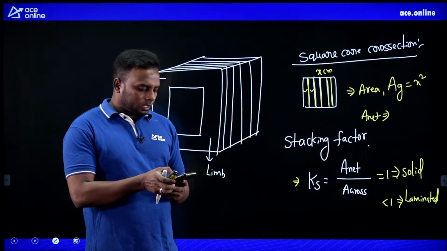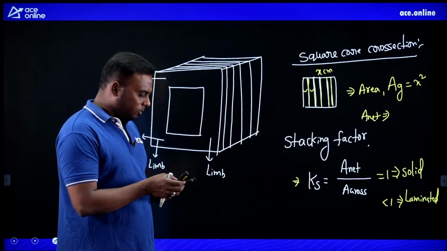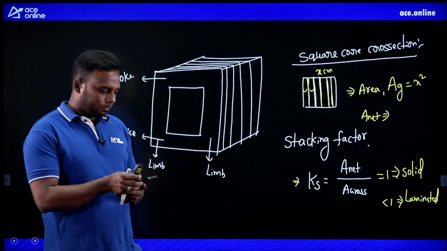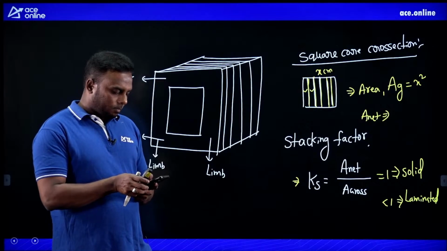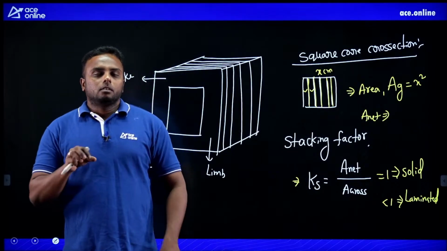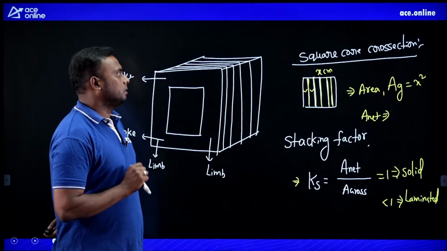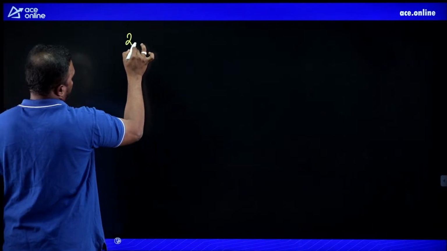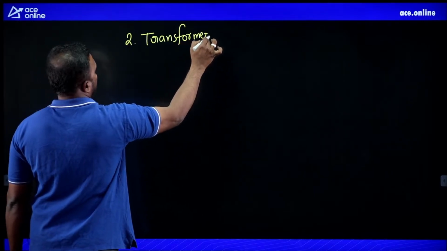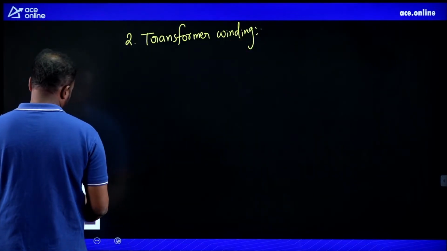Next, in transformer winding construction, what are the important points? Transformer winding, important is only one thing, that is placement of winding. So only one important topic in transformer winding is placement. Just important points I am writing here, see this.